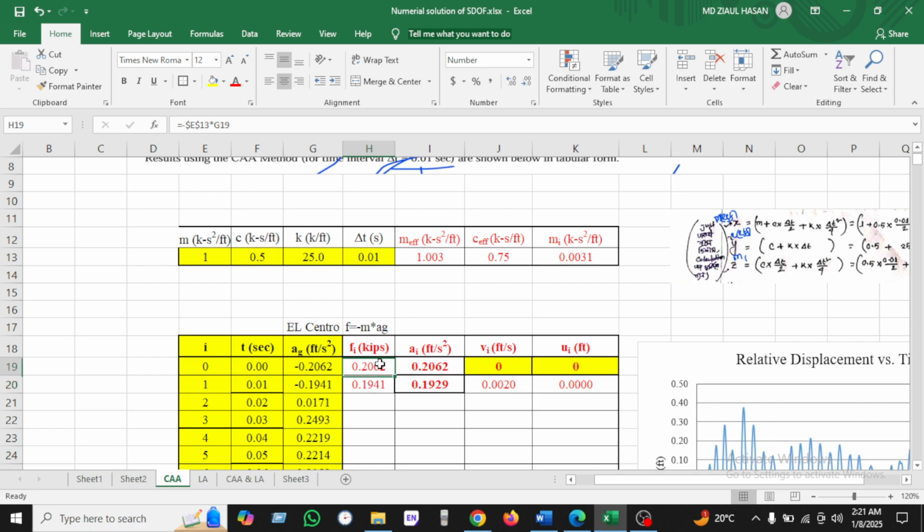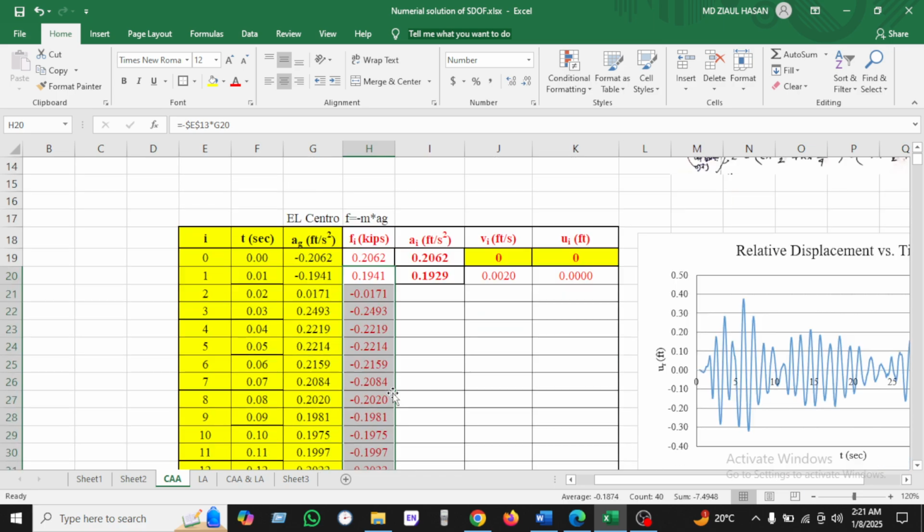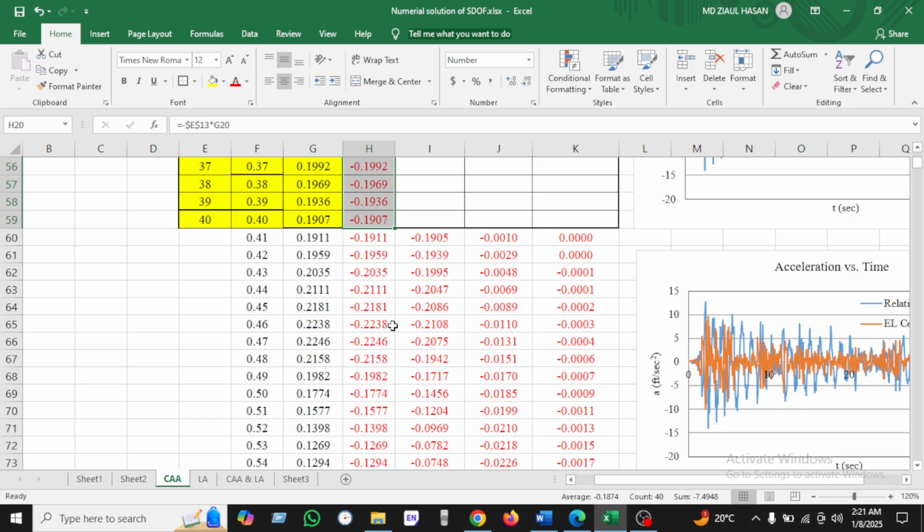Okay, so let's see. In the second step, we know the force is m into a g. M is 1 here, and F equals m a, with m here and a equal to here. So I'm just putting this value here, and now we are clicking here on all of it and we find all the values of a.